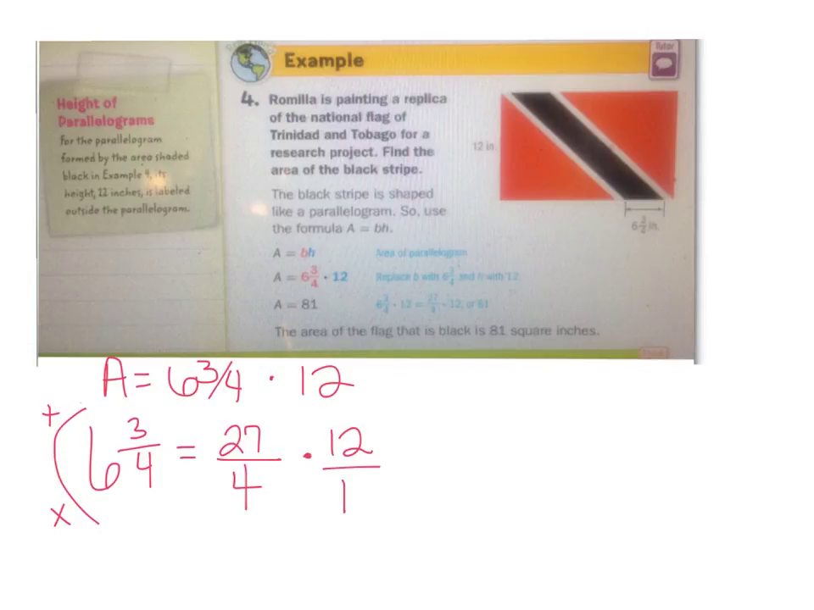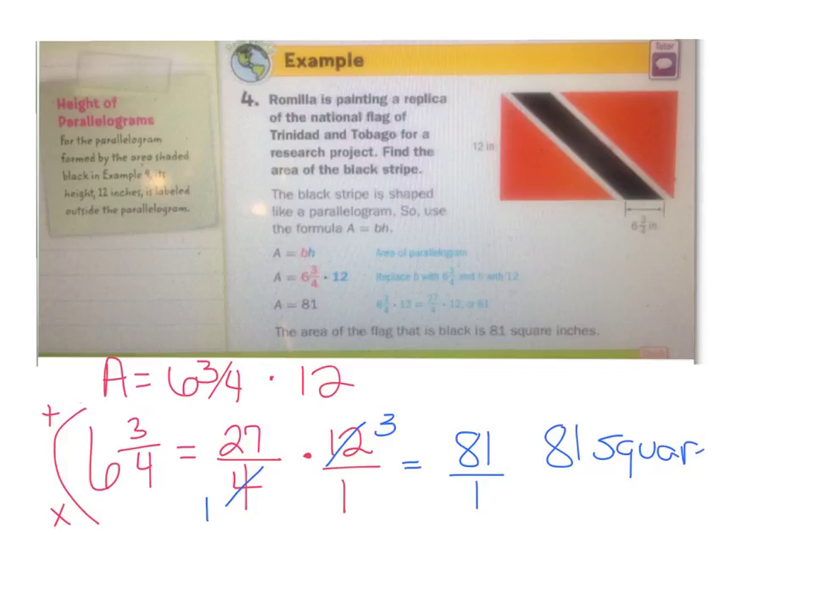Okay? In order to multiply two fractions, the easiest thing to do is to cross simplify. That simply means ask yourself, how many times does 4 go into 12, or whatever you have for your numbers? And if they can divide by a common factor, you should go ahead and do that. 4 goes into 4 one time. 4 goes into 12 3 times. 3 times 27 is 81. 81 over 1, which is simply 81 square inches.